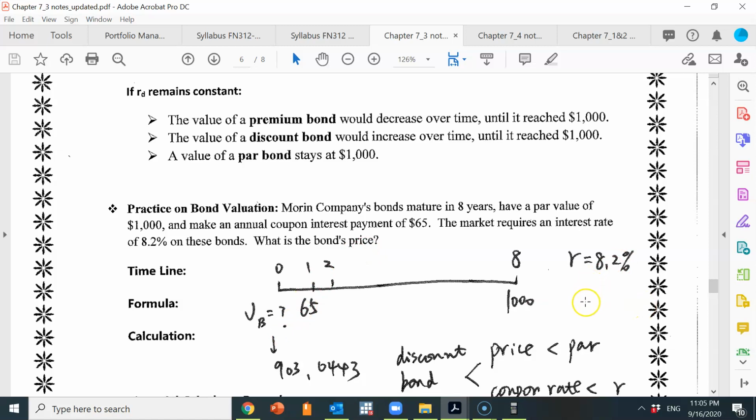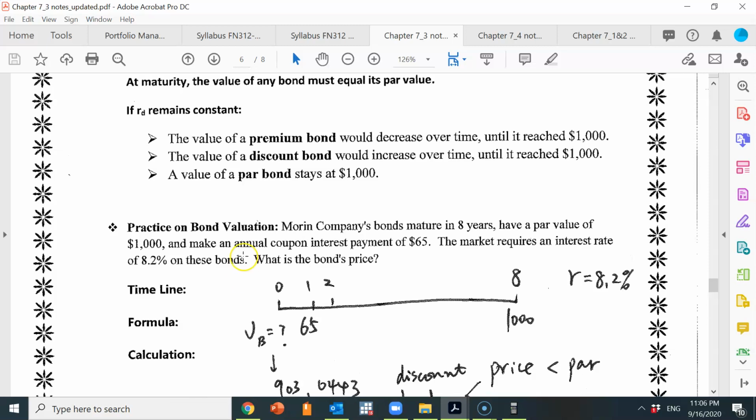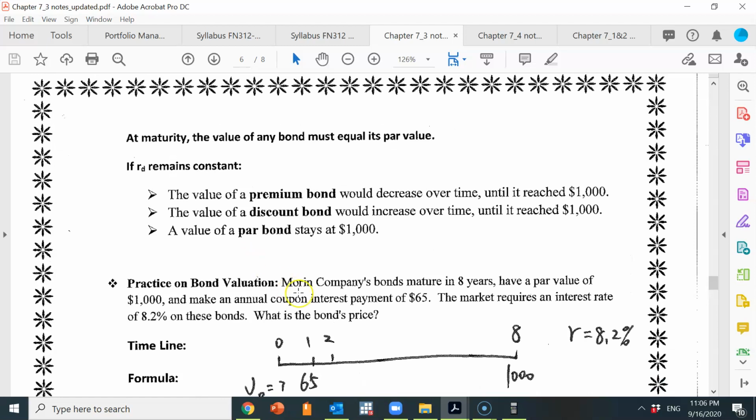Please pause this video and try to work on this question on your own by using the financial calculator and formula. And think about what type of bond this is. Is it a par bond, premium bond, or discount bond?